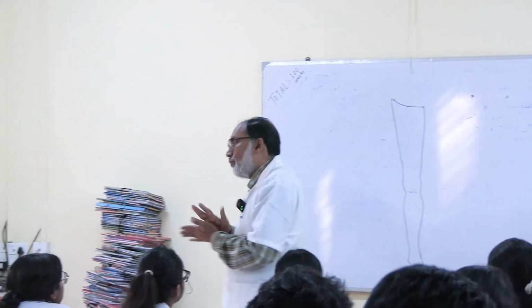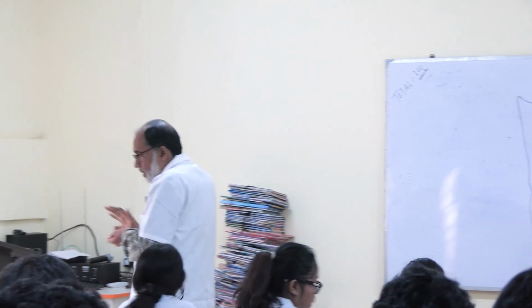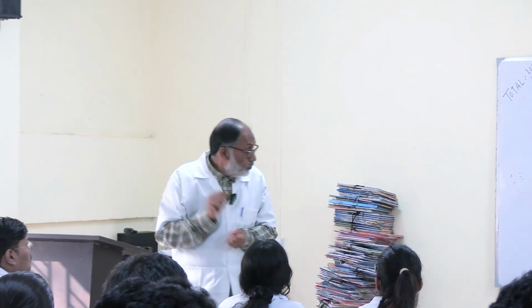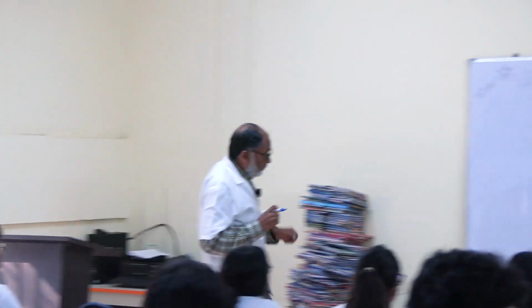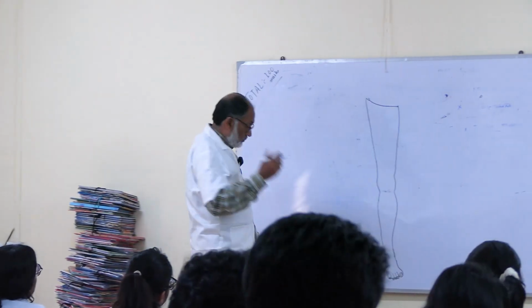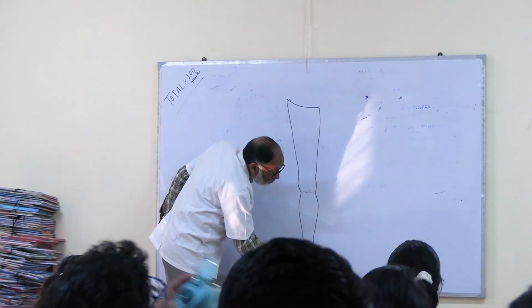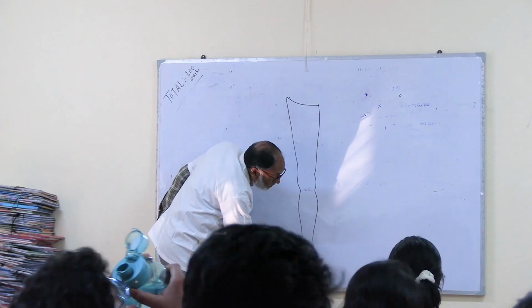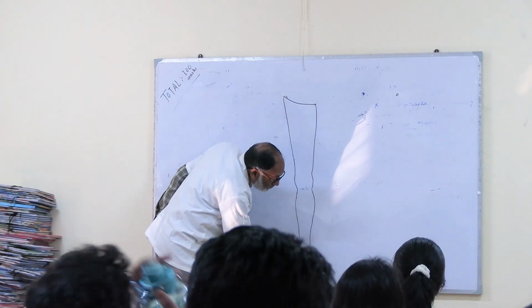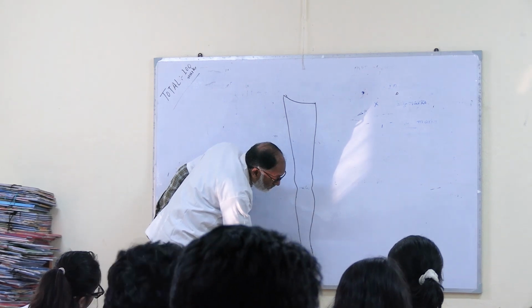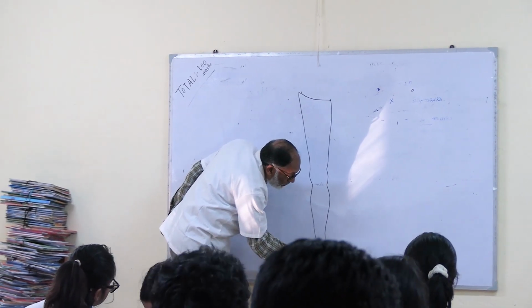Now, how is it formed? First of all, you have to know how it is formed. It is formed from, on the dorsum of the foot, there is a venous arch that is called the dorsal venous arch. Here, this is the dorsal venous arch.